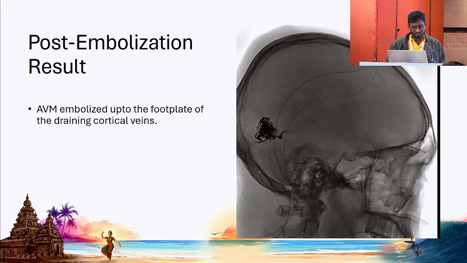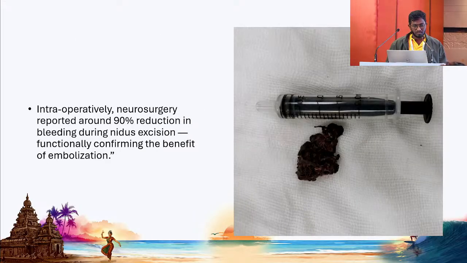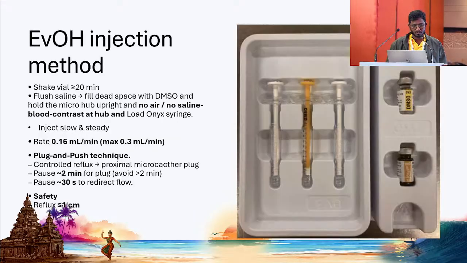This is the post-embolization result. We embolized up to the footplate of the cortical vein. This is the intraoperative image showing how much the nidus has shrunken, and the neurosurgeon told us there was a 90% reduction in blood loss. They didn't even require a blood transfusion during the surgery. So this is the injection method.